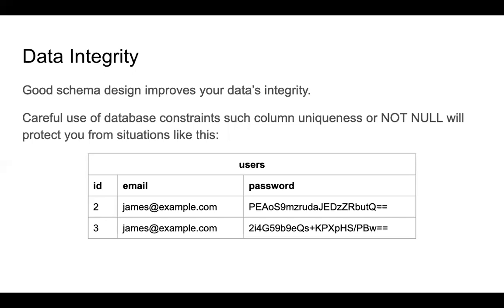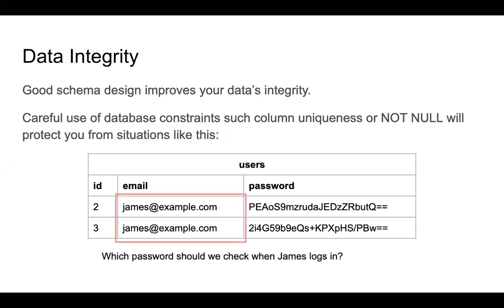All right, so data integrity. Good schema design improves your data integrity. So careful use of constraints like uniqueness or not null will protect you from situations like this. So we have emails and passwords, one email, 2 different passwords. And if I'm logging in, I type in my email and my password, how does the system know which one to use? Right? What's the danger there?